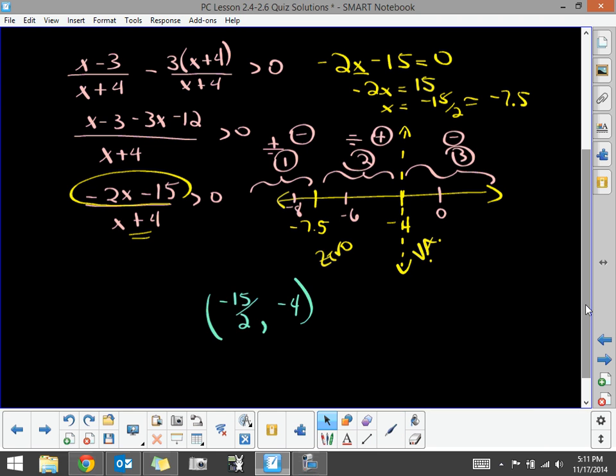And negative 15 halves would make the expression 0. We don't want to include that. And the negative 4 is undefined, so we can't include it. So that is our solution set for D.